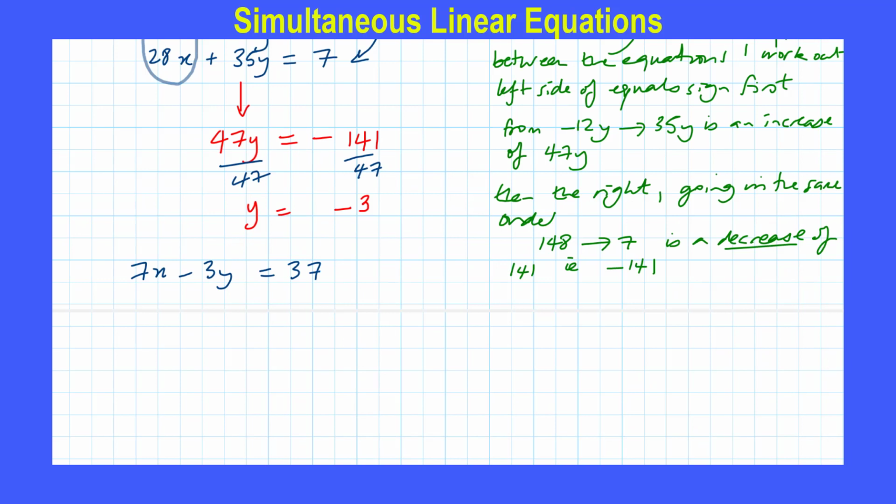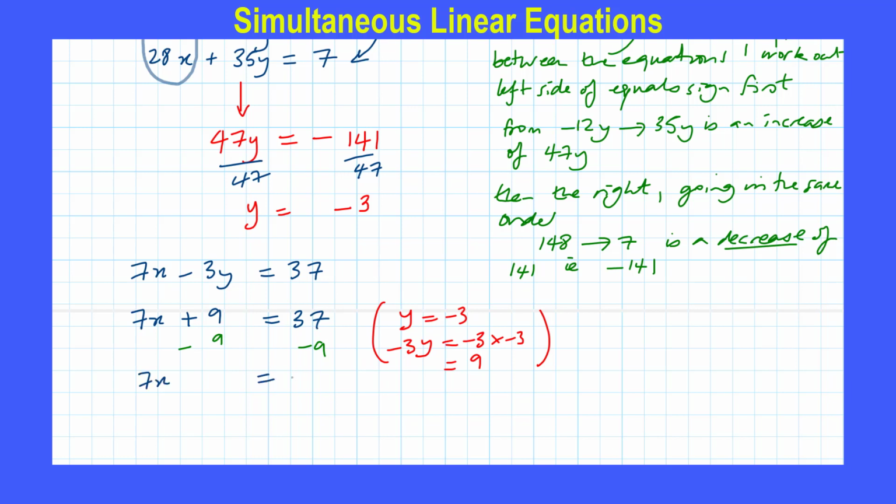So now what we've got to do is calculate what x is going to be. We know y is -3, so by substituting that value of -3 into the first equation, which was 7x minus 3y equals 37, that becomes 7x plus 9 equals 37. Plus 9? Well, because -3 times -3 is plus 9. We can now solve that equation, so 7x plus 9 equals 37, subtract 9 from both sides, 7x equals 28, divide both sides by 7, and we get x is equal to 4.